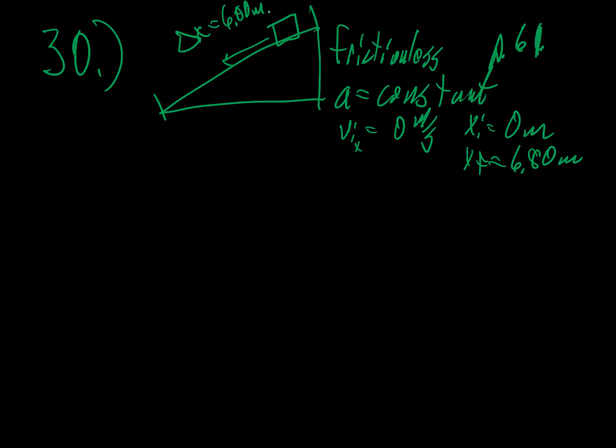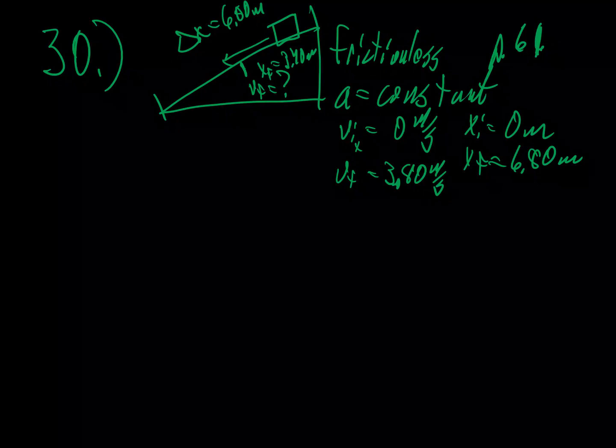Delta x is final minus initial, 6.8 minus 0 is 6.8. And so by the time it gets to the bottom, the final velocity is 3.80 meters per second. Then it says, what is the speed of the block when it is at 3.4 meters from the top of the incline? So we want to know when it's halfway down, so x final from there to there would be 3.40 meters. So we want to know what the final velocity is at that point.